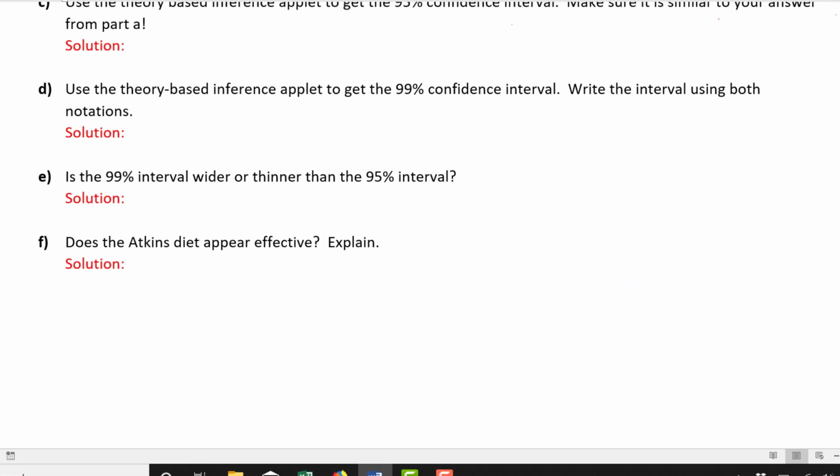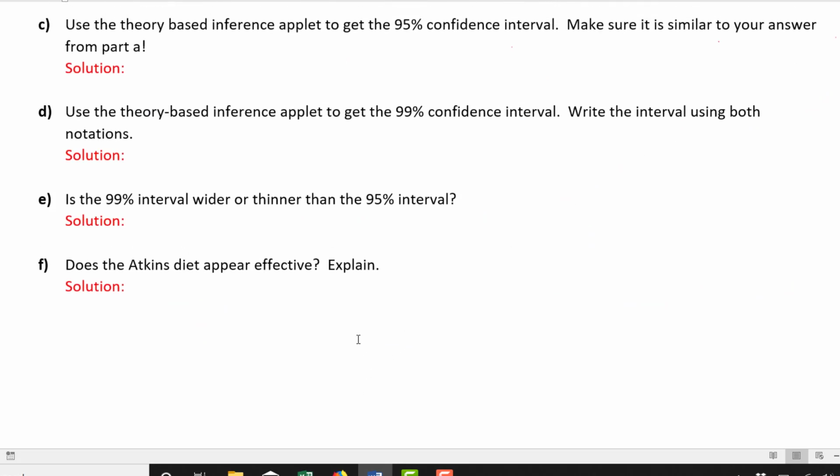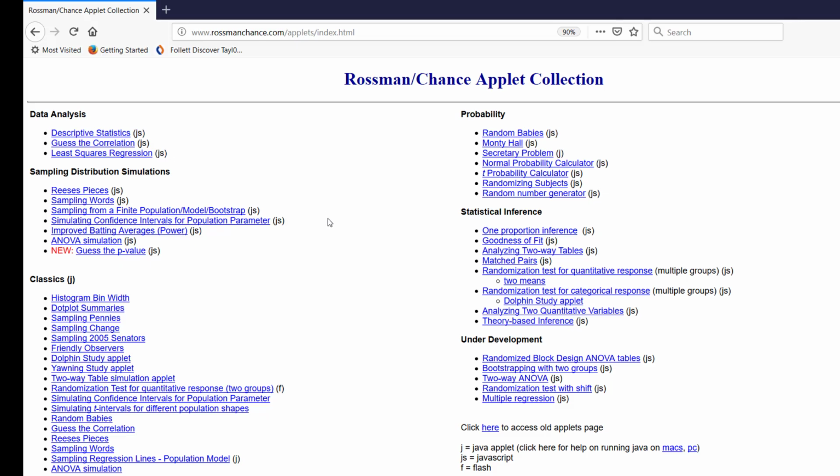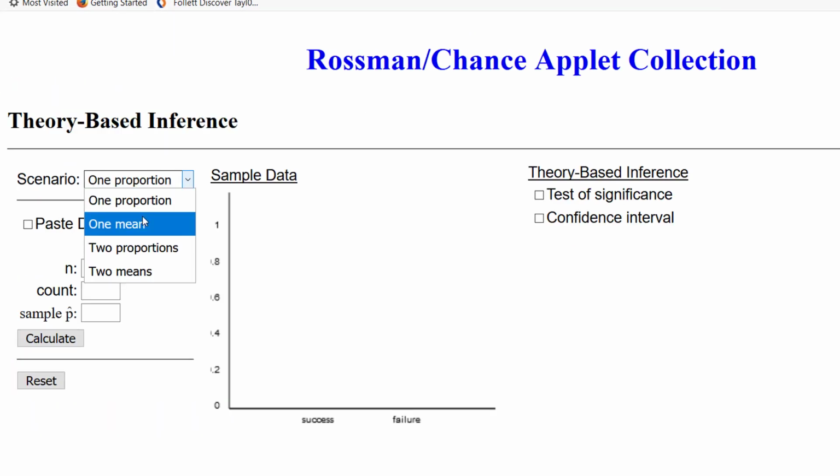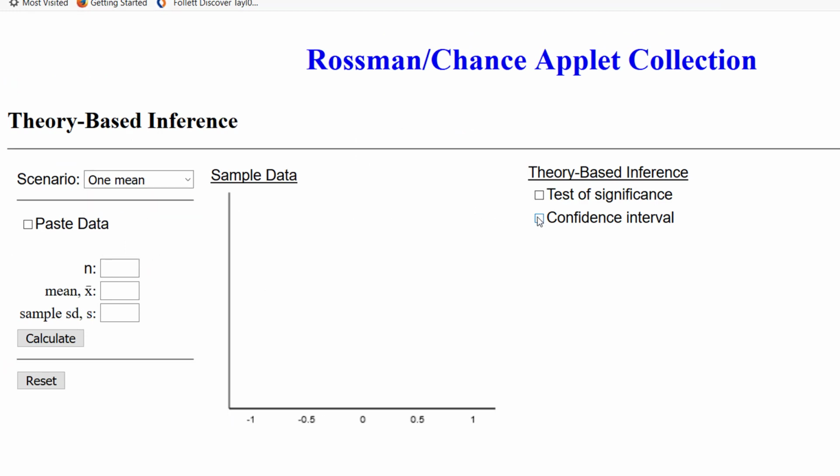Part C then asks us to go ahead and use the Rossmann-Chance applet to find the 95% confidence interval and make sure that we get a similar answer. In the Rossmann-Chance applet, I go to the Theory-Based Inference app. I go to the pull-down menu and I select one mean because we are talking about x bars and mu's here. I select confidence interval, and I input the information.